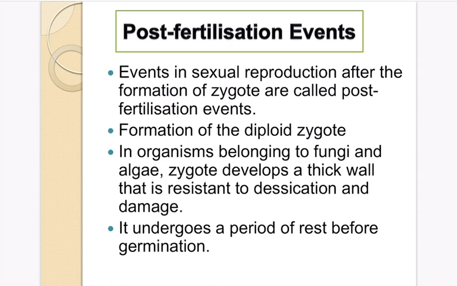So, formation of zygote after fertilization, a diploid zygote is formed in almost all sexually reproducing organisms. Further development of the zygote depends on the type of life cycle of the organism as well as environmental conditions. And second one, once the zygote is formed, it starts developing into embryo, then we say embryogenesis. So in this, embryo develops from zygote by a process called embryogenesis. During embryogenesis, zygote undergoes mitotic cell division as well as cell differentiation.